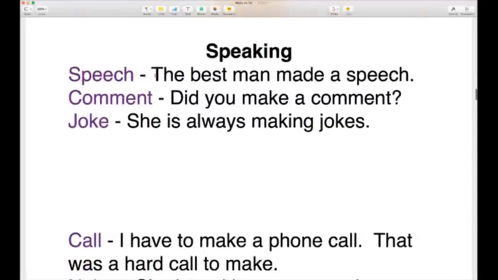So we make a speech. The best man made a speech. Now, do you know what I'm talking about when I say the best man? I don't mean the man that is the best of all men. The best man is the best friend or the person chosen by the groom. The man who is getting married chooses a best man. It'll either be his brother or his best friend.